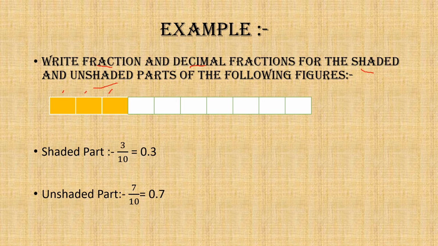Unshaded part. When we count the unshaded part, the numerator will be 7 as the 7 blocks are unshaded, and the denominator will be 10 as the total number of blocks is 10. And we can write it as 7 by 10 or 0.7.